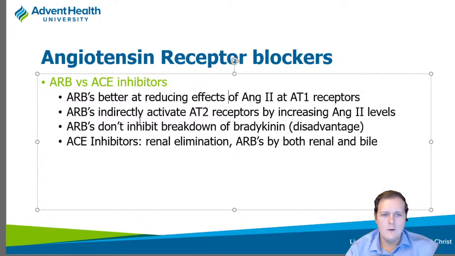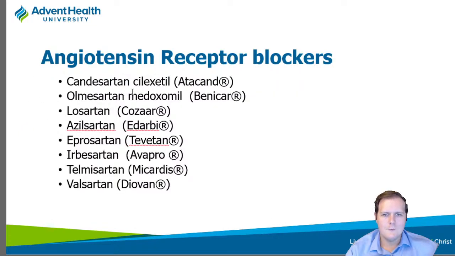The big ones to note is you're going to find that ARBs don't break down bradykinin, which is a disadvantage from a blood pressure standpoint. And then you're going to find from an elimination standpoint, most ACE inhibitors are renally eliminated, whereas the ARBs tend to be both renal and biliary excretion. So a little bit of difference there in terms of kinetics.